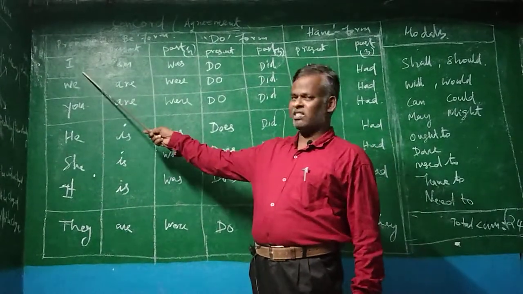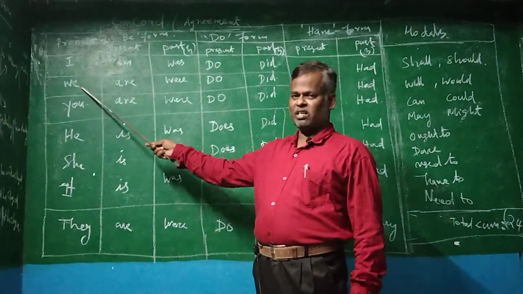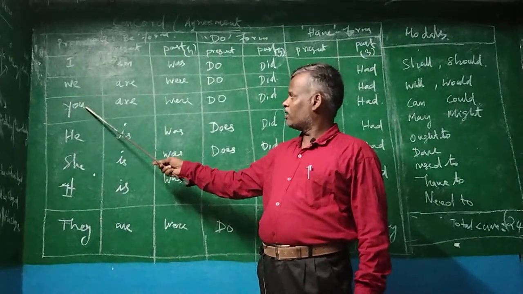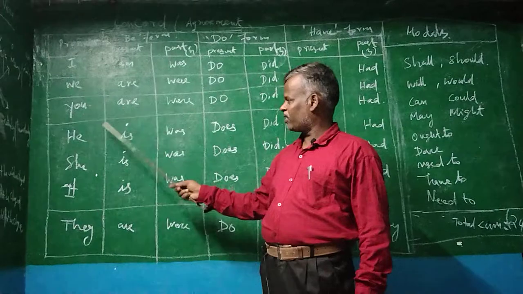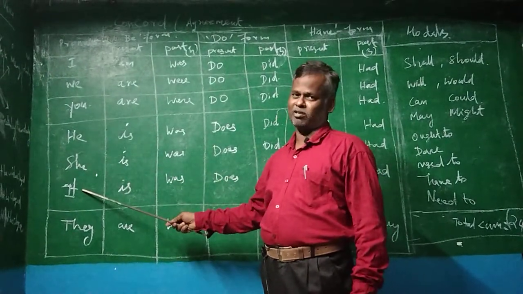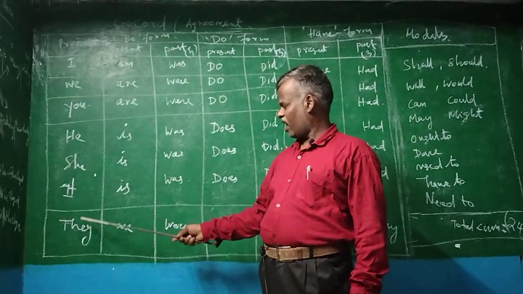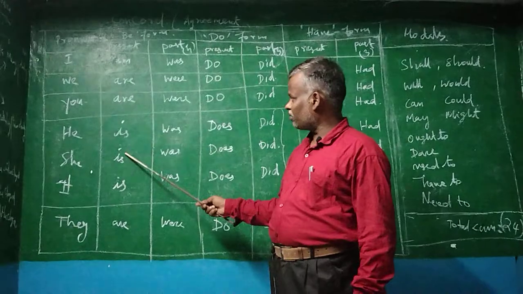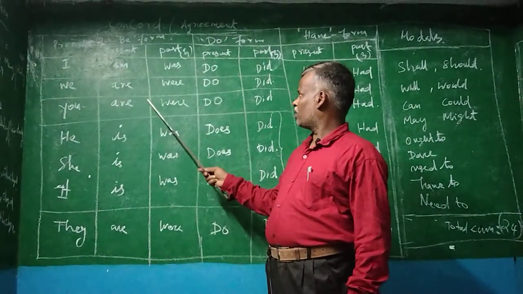Of the subject pronouns, I is singular and we is plural. You is singular as well as plural, which is known based on the verb. He, she, it are third person singular, and they is third person plural. So the singular accepts the singular verb, and the plural accepts the plural verb.